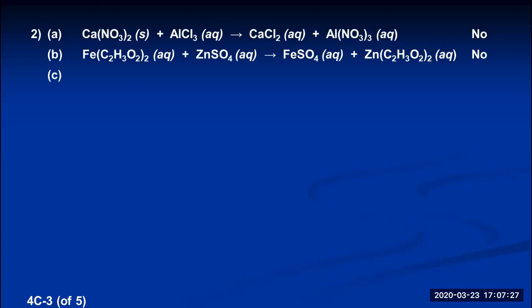2C, solutions of sodium phosphate and aluminum bromide are mixed. If we switch the partners to predict what products there would be if a reaction occurred, we would get sodium bromide and then aluminum phosphate.